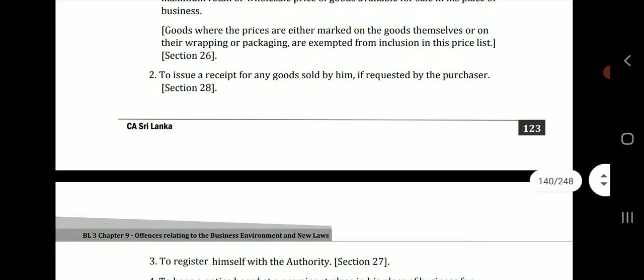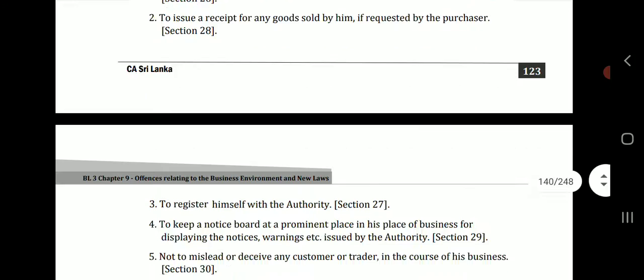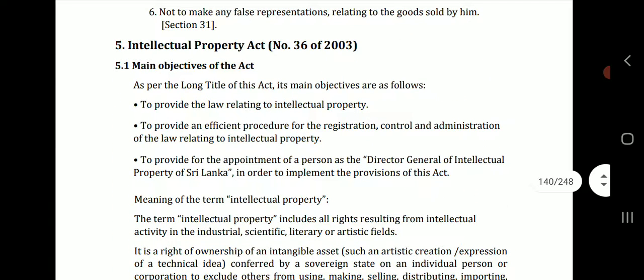These are a general overview of the Acts relating to businesses. Let's move on to the Intellectual Property Act. This is one of the most important Acts in Sri Lanka. Many intellectual properties are being violated in Sri Lanka, even though we have strict regulations, because there is no imposition, no imposing of the law.